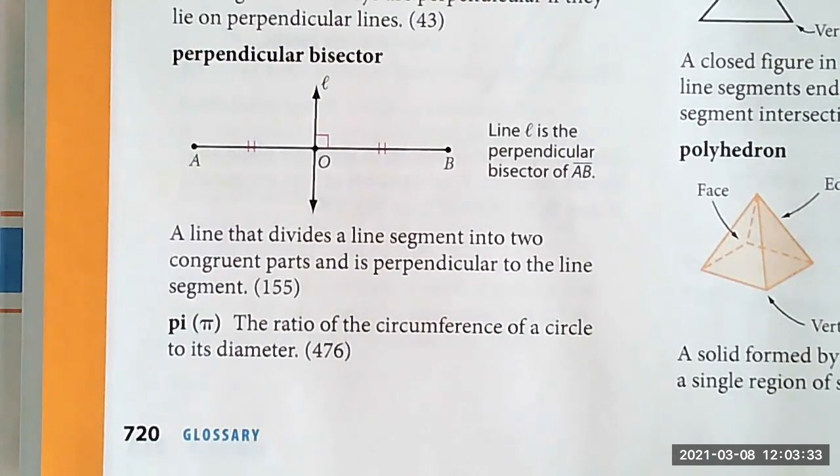So here's the definition of a perpendicular bisector: a line that divides a line segment into two congruent parts and is perpendicular to the line segment. Notice the geometric notation. It has hash marks to indicate that the two halves of the bisected segment are congruent, or have equal measure, and that the perpendicular bisector is also perpendicular to the segment.